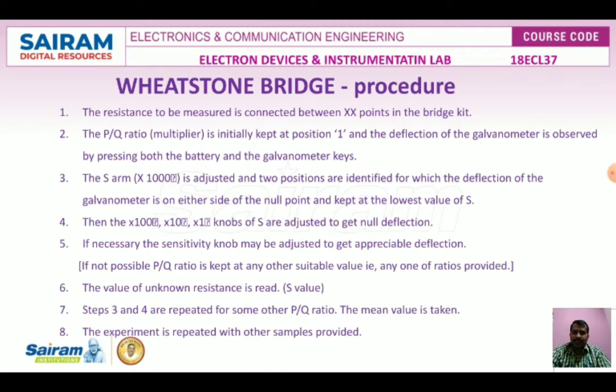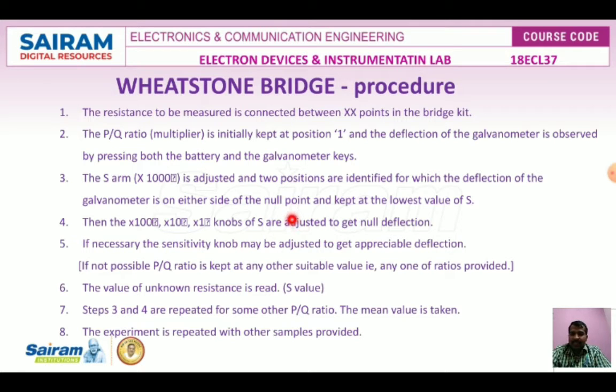What is the procedure? The resistance to be measured is connected between the points A and B. In the bridge kit, the P by Q ratio is initially kept at position 1, and the deflection of the galvanometer is observed by pressing both the battery and the galvanometer keys. The S arm, that is the x1000 ohm knob, is adjusted, and two positions are identified for the deflection of the galvanometer on either side of the null point, and kept at the lowest value of S.